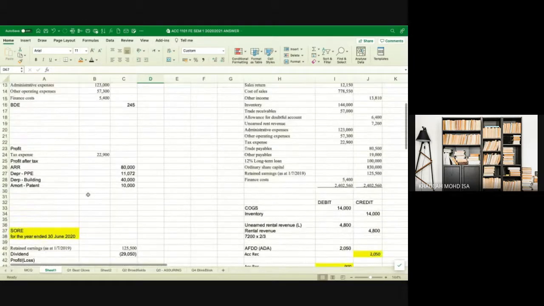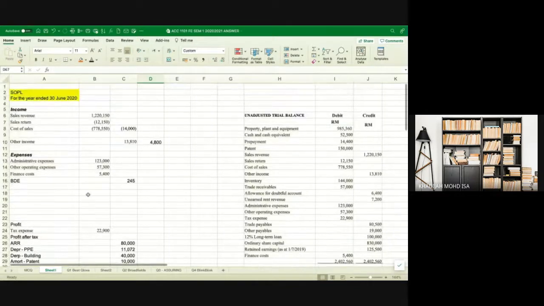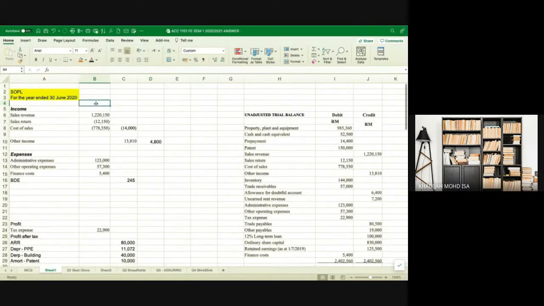Okay, let's do this. All right. So what you have to do now is that, all right, this one is from the unadjusted. And this one is your adjustment. So what you want to do is get the total, right? The new balance of all these. So you just get the new balance.